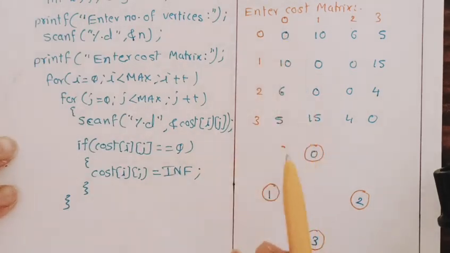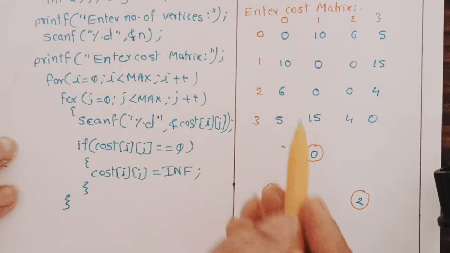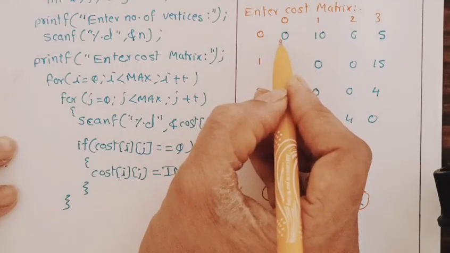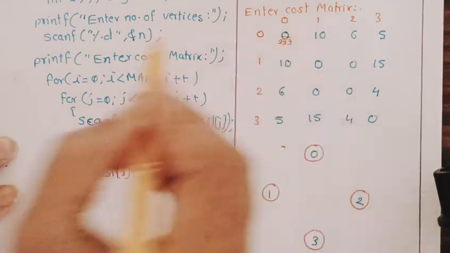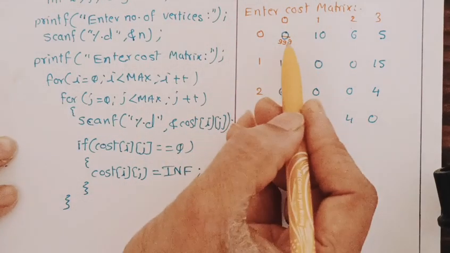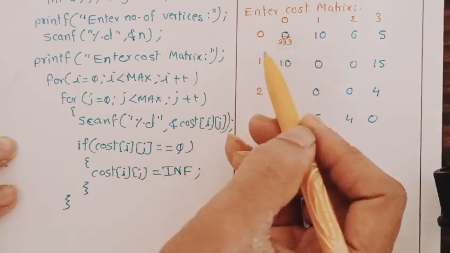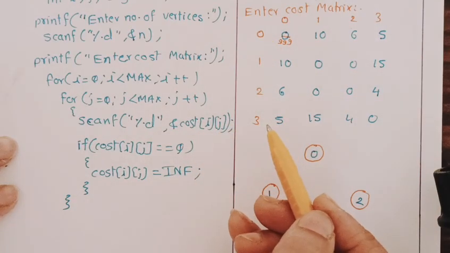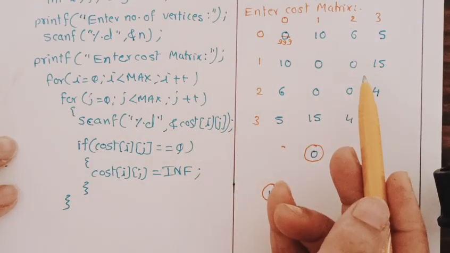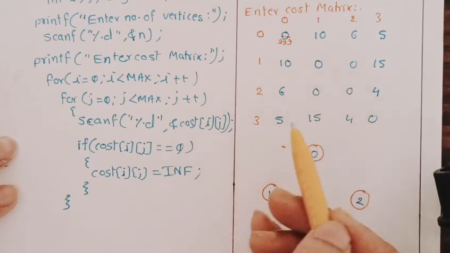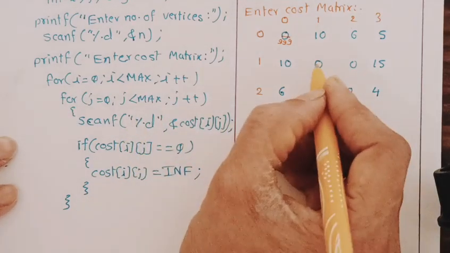So 0 to 0, there is no edge from 0 to 0. So if it is a 0 value, what do you have to put? 999. In place of 0, you have to put 999. Because if you put 0 only, the minimum value in your matrix would be 0. We have to find the minimum cost first. So wherever 0 is there, you have to put 999.